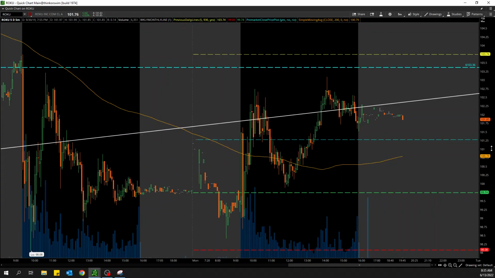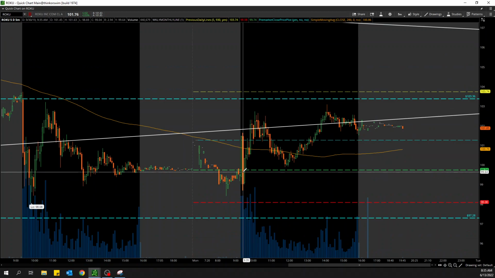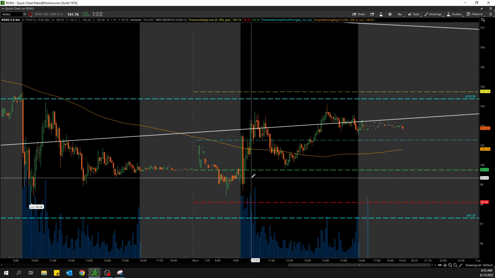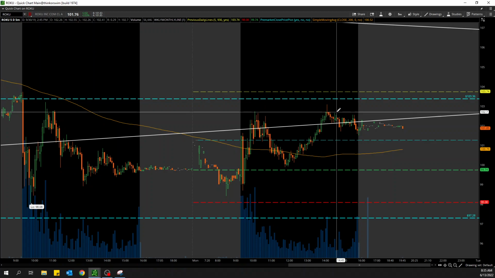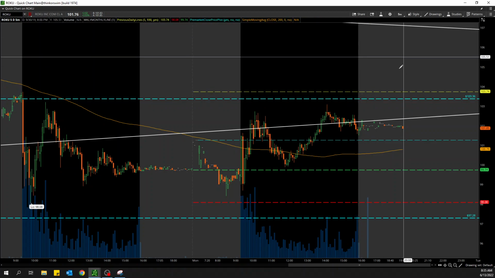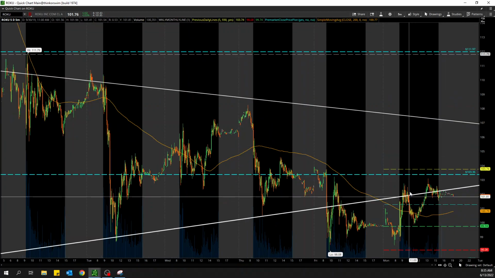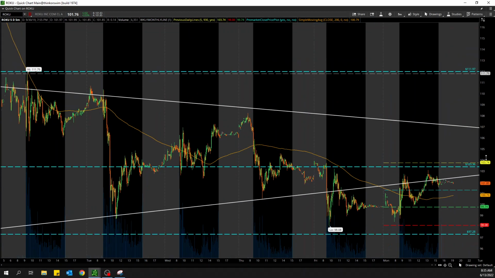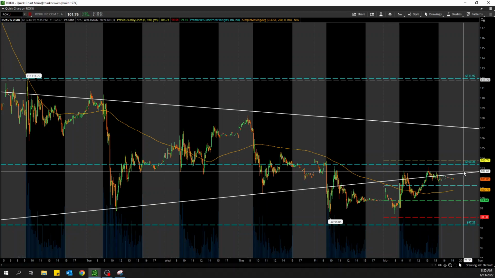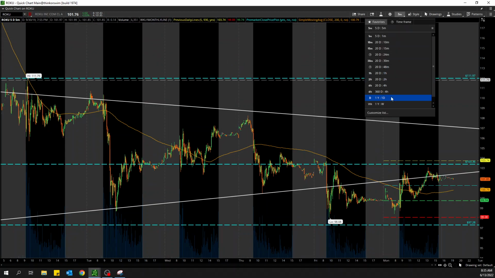This was pretty much, to me, playing off entry zones, but again, it was real choppy. This is the reason why you have to be mindful what area you're in when you're playing trades, because this really didn't have anything to play off of. So if I was a trader that day, I would have sat on the sidelines. So let's go back to the daily.